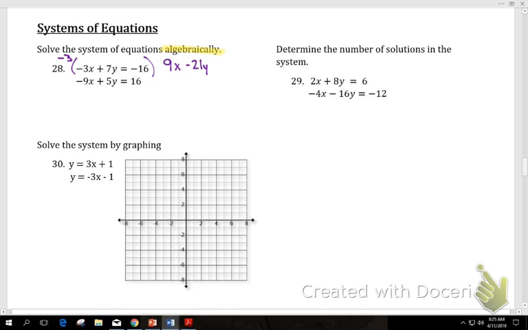-21y. And then what's -3 times -16? +48. Now rewrite your second equation. -9x plus 5y equals 16. And now you're going to add everything. Okay, well, 9 plus -9, that's what I needed. I needed them to cancel so I can just solve for y. What's -21 plus 5?